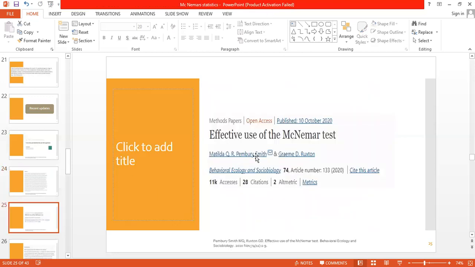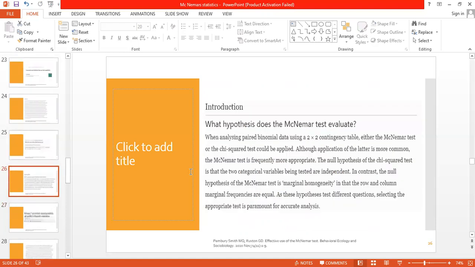So this is another article in which they interpret the effective use of the McNemar test. When analyzing paired binomial data using a 2 by 2 contingency table, either the McNemar test or the chi-square test could be applied, but the application of the latter is more common. But the McNemar test is frequently more appropriate.